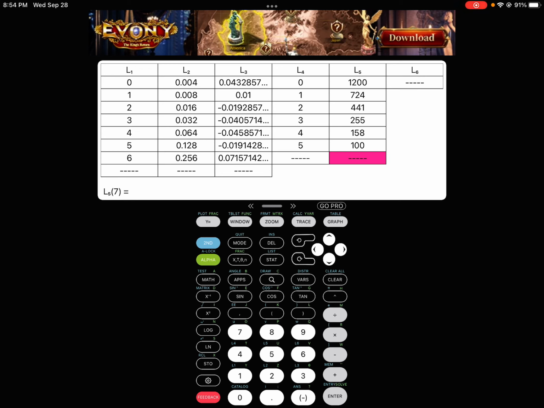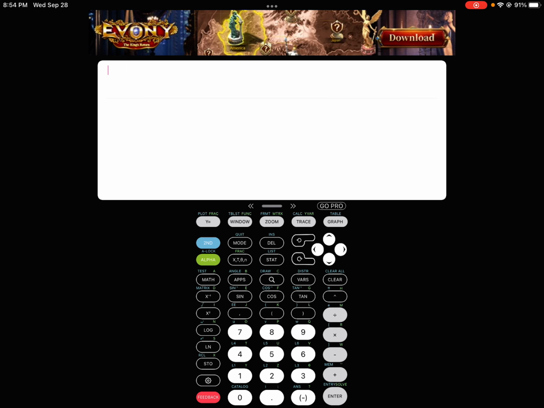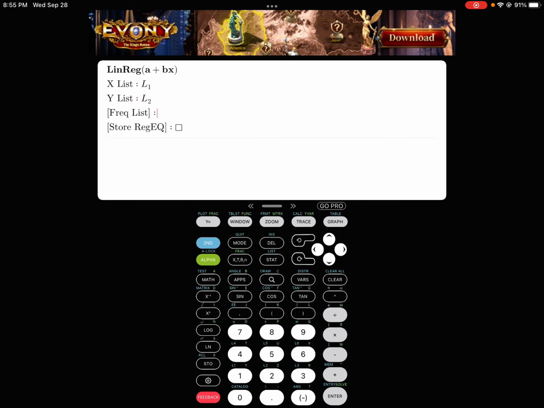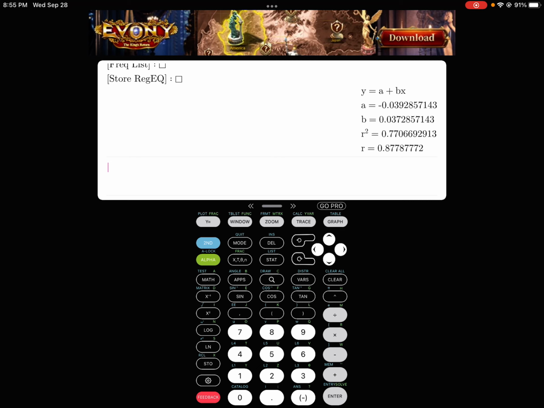But if you want to do it for the practice, you may. So list 1, you can see I've got the 0 to 6 folds with those corresponding thicknesses, 0.004 all the way down to 0.256. So if I want to calculate the least squares regression line, I hit my stat button, I slide over to calc, and then I choose option 8, lin reg a plus bx. This function of the calculator will tell me what is the equation of the line of best fit for my data. So my x list is list 1, my y list is list 2, and when I hit calculate, I get y equals a plus bx. There's my linear regression model.